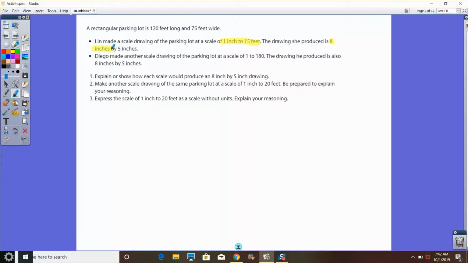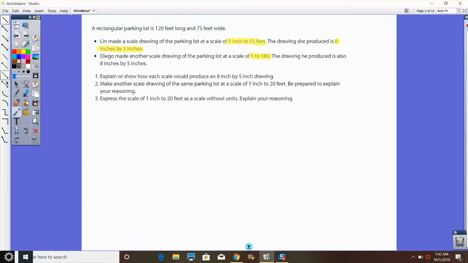Whereas Diego made another scale drawing of the parking lot at a scale of 1 to 180. The drawing he produced is also 8 inches by 5 inches. How could each scale produce an 8 inch by 5 inch drawing? You may look at this and say, well, how is it that this scale and this scale are producing the exact same drawing? But let's take a look at how those are calculated and see if we can make a determination from that.